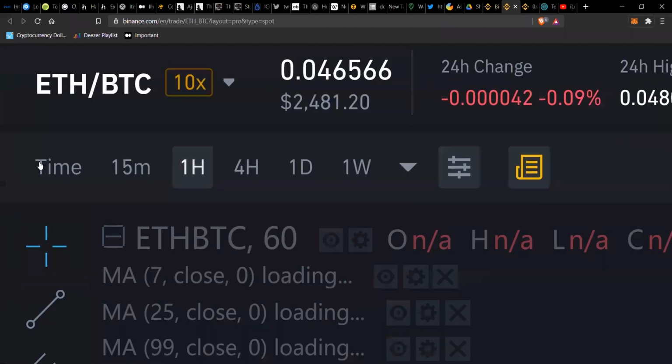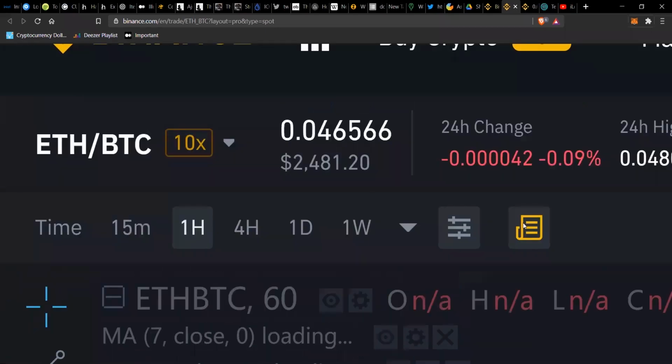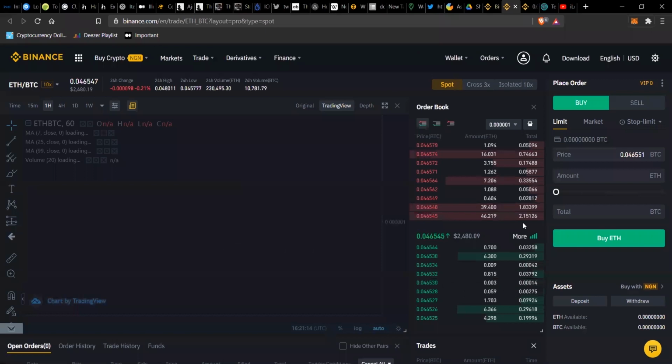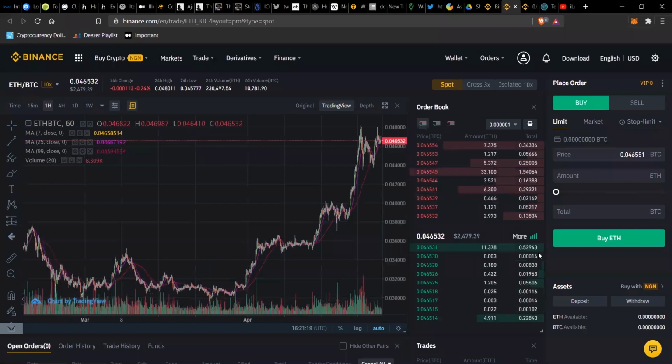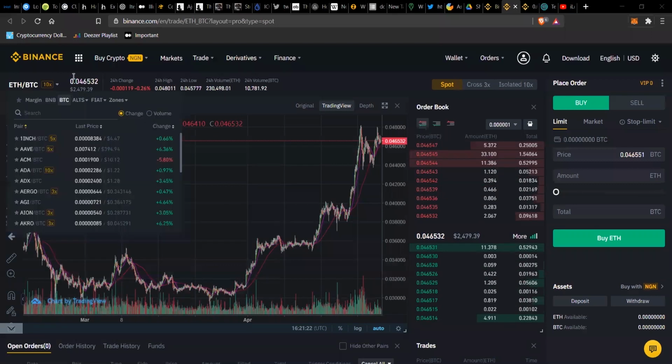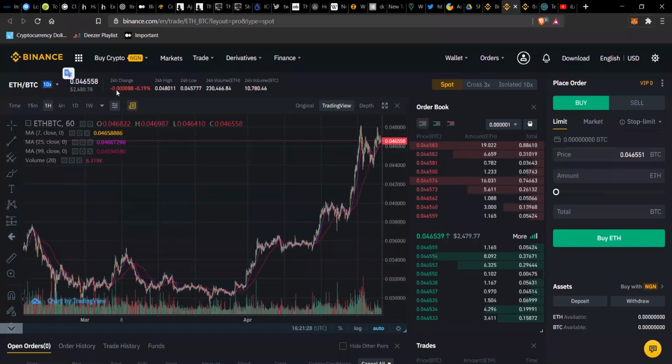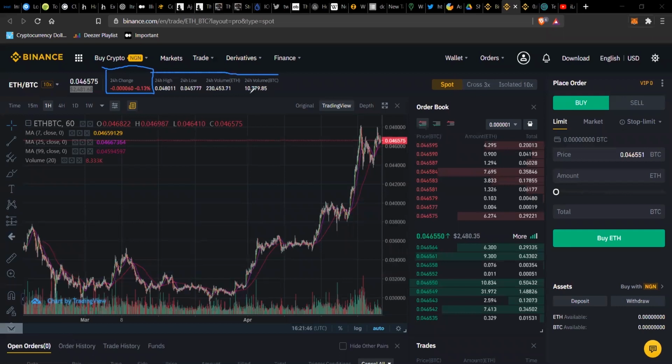Let's say I want to use my ETH now to buy BTC. I want to use my ETH to buy BTC. So I'm here on this screen. Like I explained earlier on, this is the price of one ETH in Bitcoin. So I'll spend this amount of Bitcoin to buy one Ethereum. Here we have the dollar value. Here we have the 24-hour change. Then we have the 24-hour high, 24-hour low, 24-hour volume, and all of this. So that is what this entire section is.